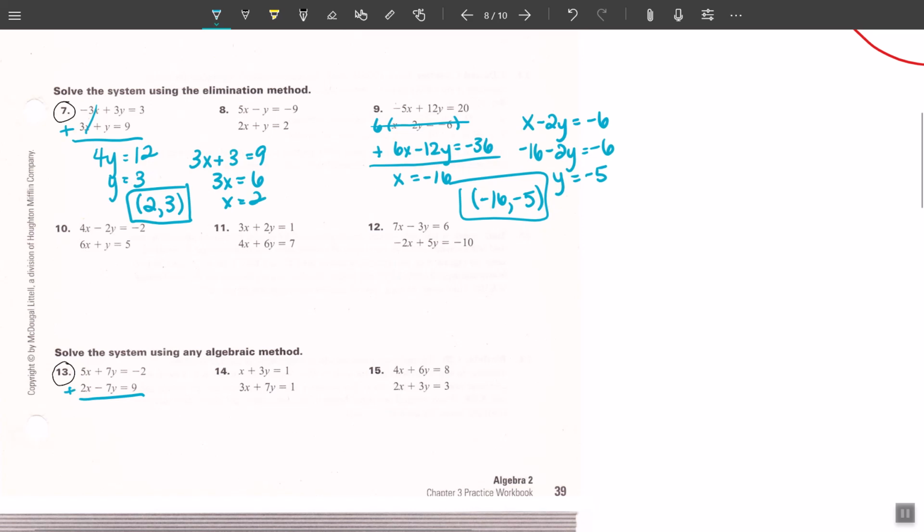So I'm going to add. I don't even have to do any multiplying like we did in number 9 because we've already got coefficients that, when we add them, we're going to get 0. So we end up with an x of 1. When I take that and evaluate 1 back in for one of these equations, I will get a y of negative 1. So my solution for this system is 1, negative 1, and we used elimination to do it.